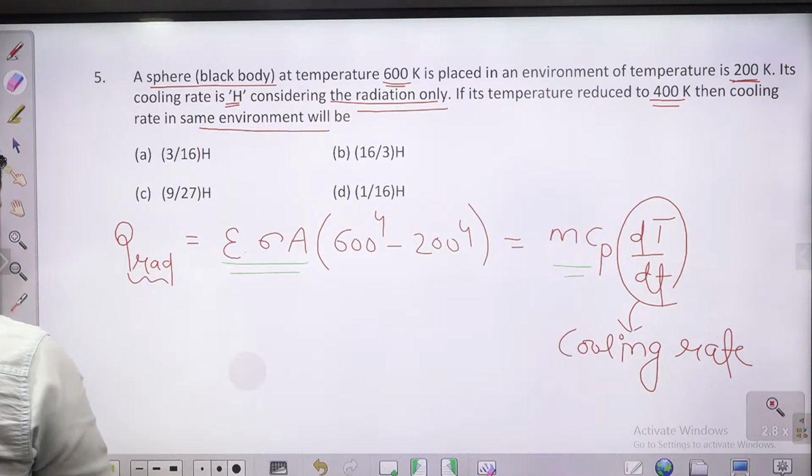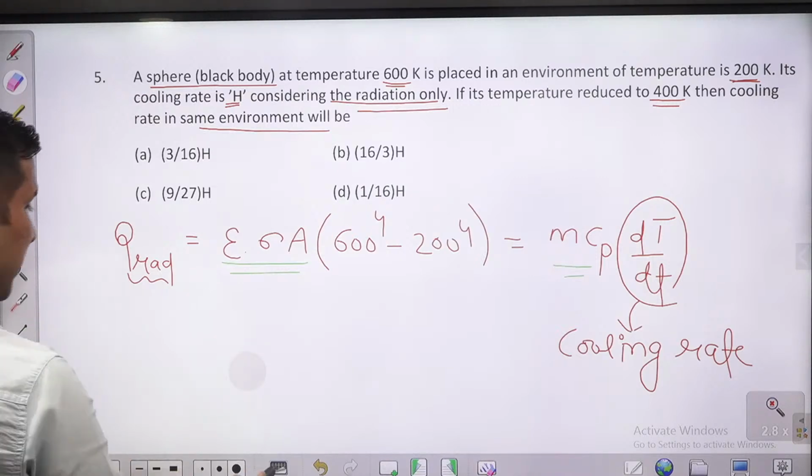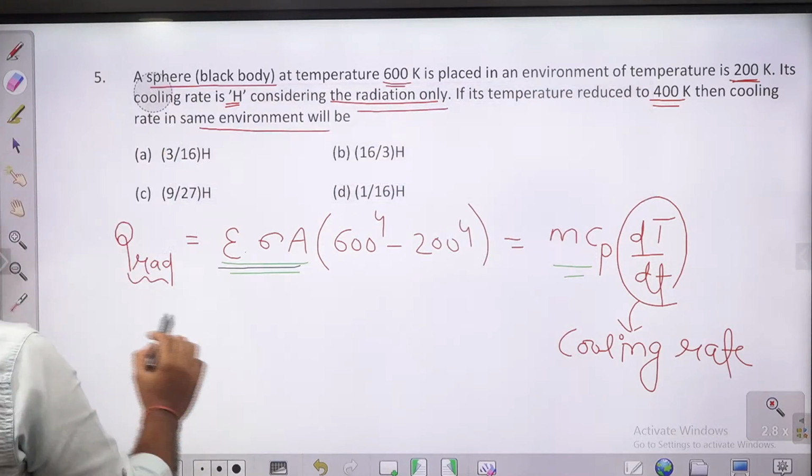Okay, let me use some another color, guys. मैं कुछ अलग screen choose करता हूँ. मैं ये वाला करता हूँ. Okay. Yes.